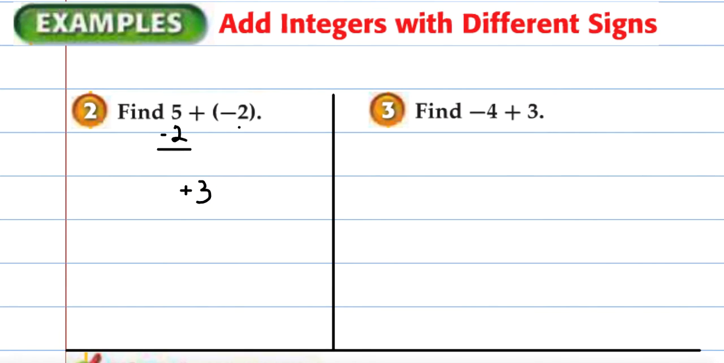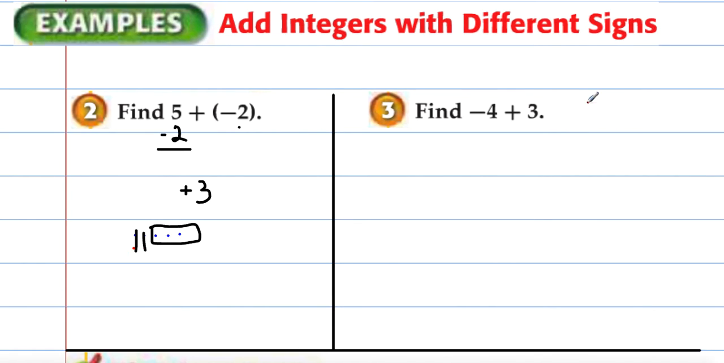Again, if you need that visual, let's see, I have 5 positives, 2, 3, 4, 5. I'm adding 2 negatives to that. And what I get is left over, a positive 3. Maybe try this next one with the counters first if you need to.